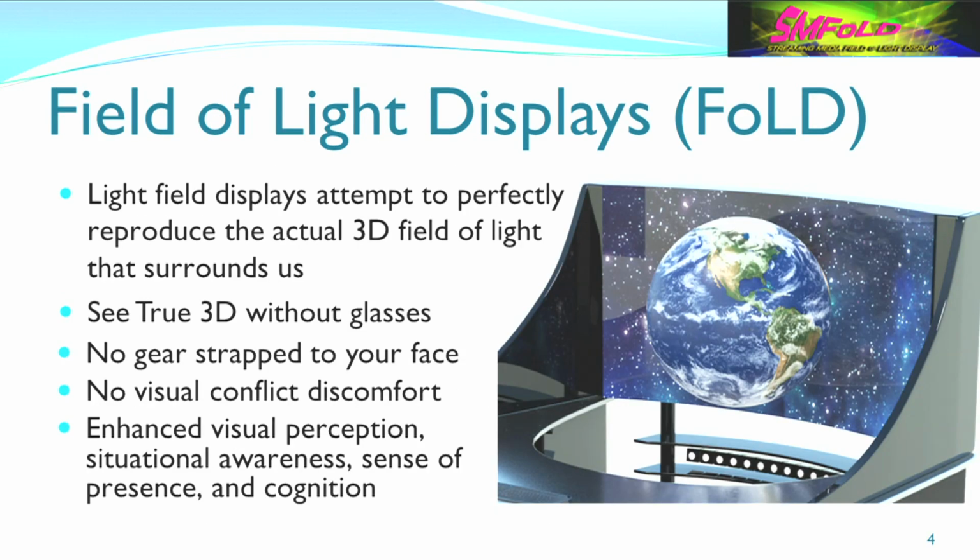Now, this is an example of what might be a field of light display. The field of light display reproduces all the light that you would get from a real-world object. So you have no divergence and accommodation mismatch. You don't need glasses. You don't need the headgear. And the fact that you have stereopsis and motion parallax gives you a better understanding of the data that you're looking at.